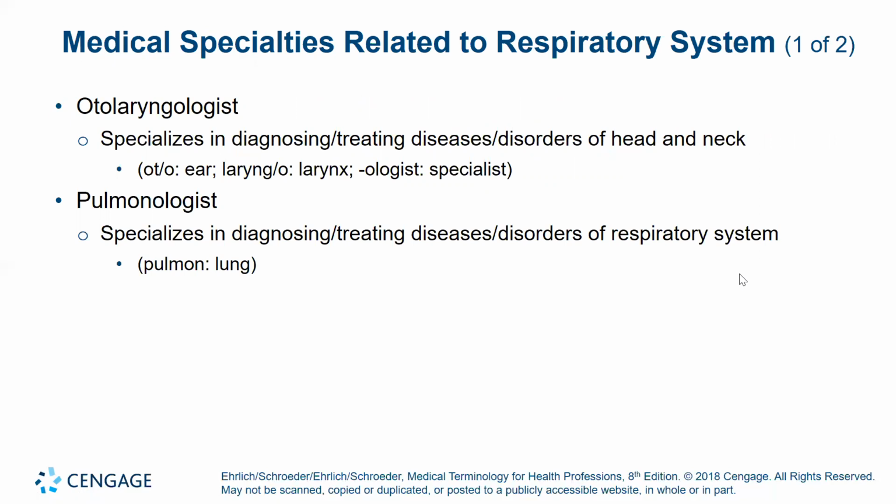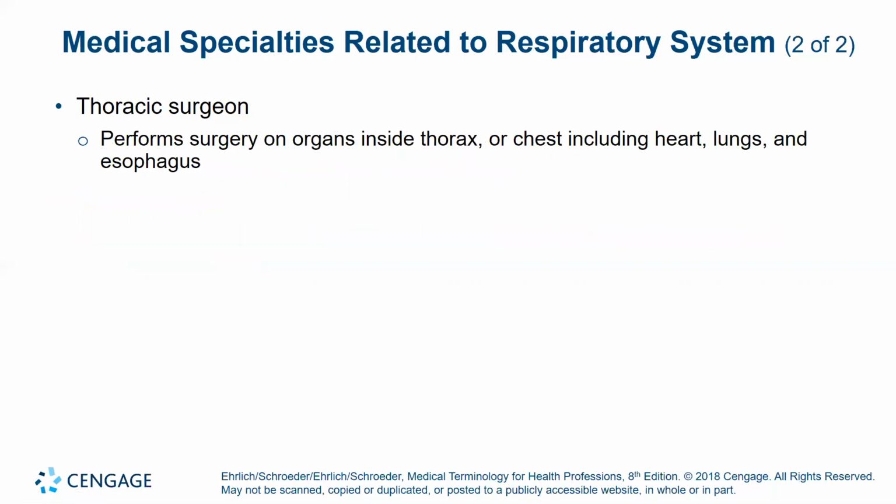The first one we have is the otolaryngologist. Looking at this term, oto is ear, laryngo is larynx, and -ologist is a specialist. So this is a person that specializes in diagnosing and treating diseases and disorders of the head and neck. Then we have the pulmonologist. Pulmo is lung. They specialize in diagnosing and treating diseases and disorders of the respiratory system. A thoracic surgeon performs surgery on organs inside the thoracic cavity or chest: heart, lungs, and esophagus.